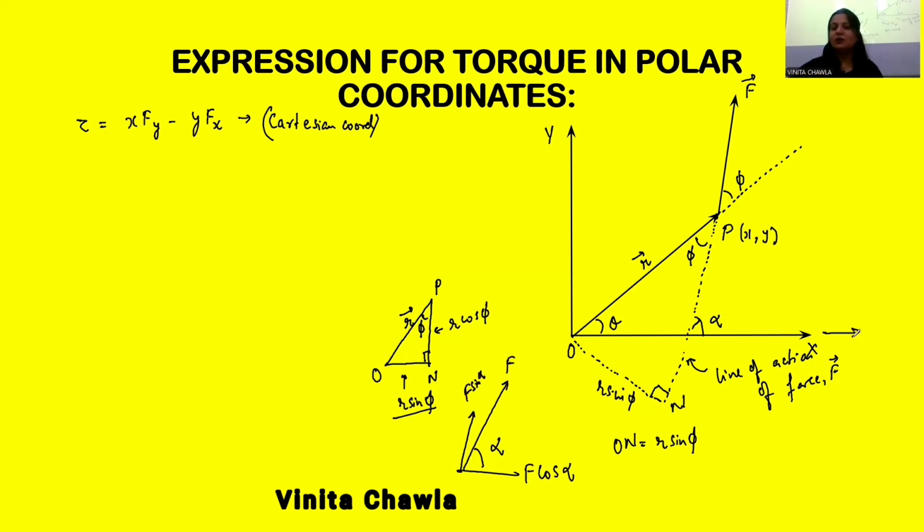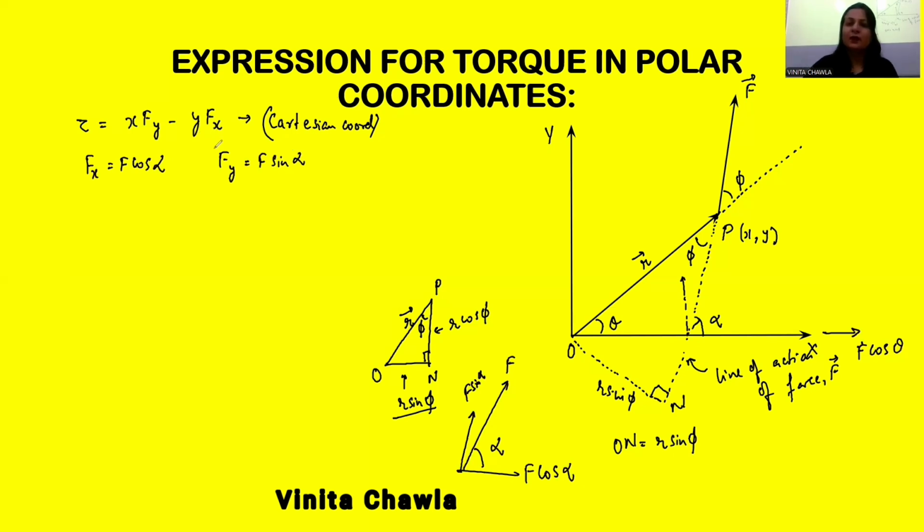So this is the horizontal component of force. We can write F cos alpha here. And where is the vertical component? The vertical component of force you can take from here also. So the vertical component of force is this, F sin alpha. So we can write Fx as F cos alpha, and Fy as F sin alpha.